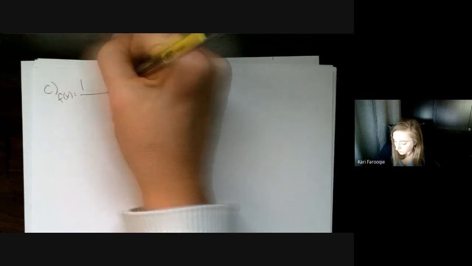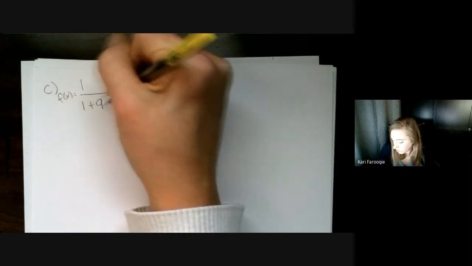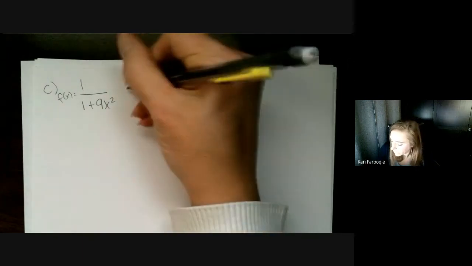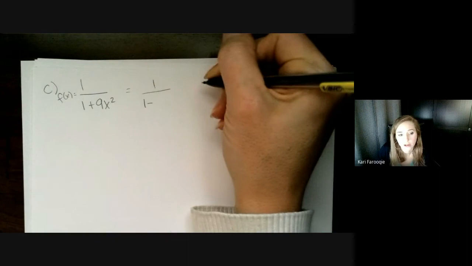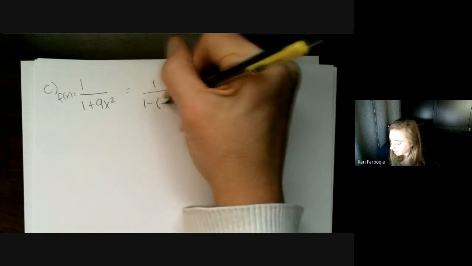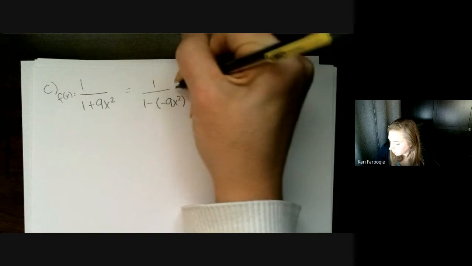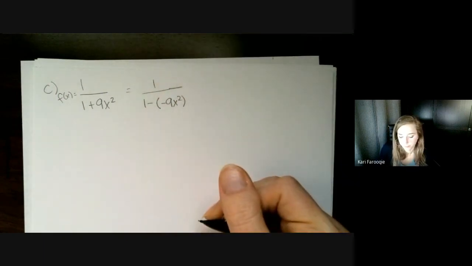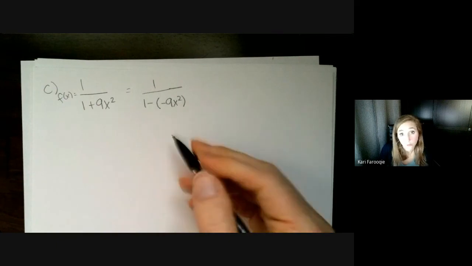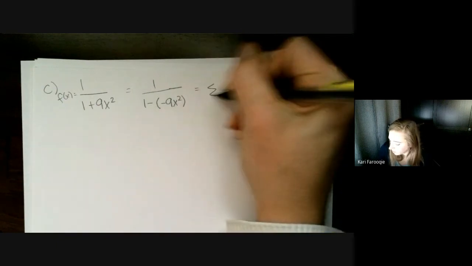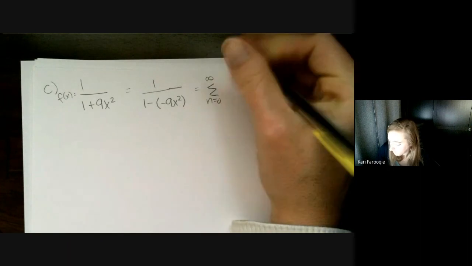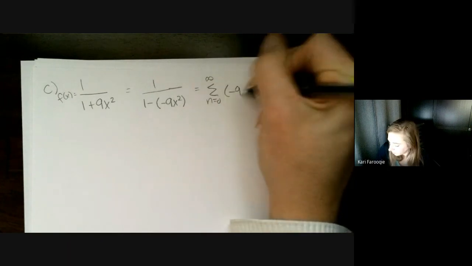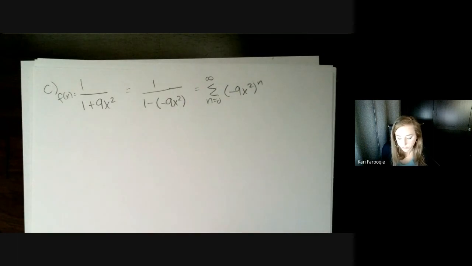C is 1 divided by, oh, I forgot the f of x. 1 plus 9x squared. Remember, what you're going for here is a minus sign in the denominator. In order to create that, you're going to write minus a negative. Now, technically, you're in the form that you need. So you can say that we're going from n equals 0 to infinity of -9x squared to the nth power.